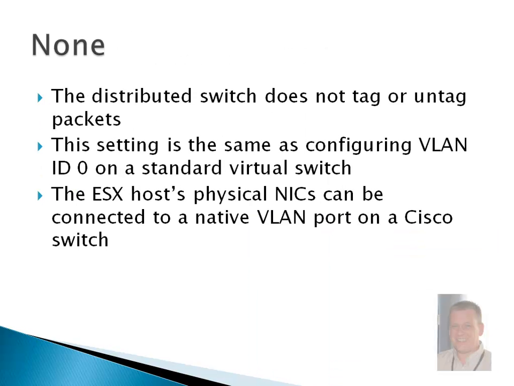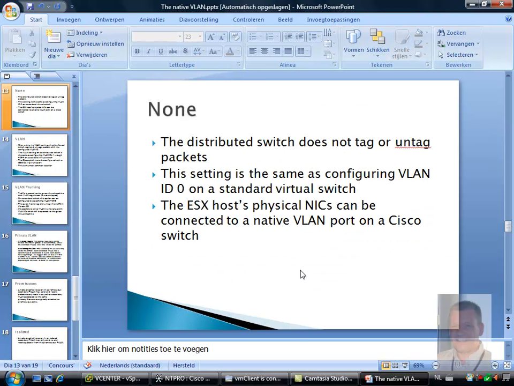So, first of all, none. The distributed switch does not tag or untag packets. This setting is the same as VLAN ID 0 on a standard virtual switch. Remember the standard virtual switch? You can put in a VLAN ID right there. And the ESX host's physical NICs cannot be connected to the native VLAN port on the Cisco switch. So let's take a look at none. Let's see how it works.